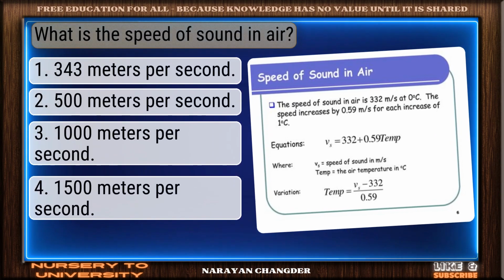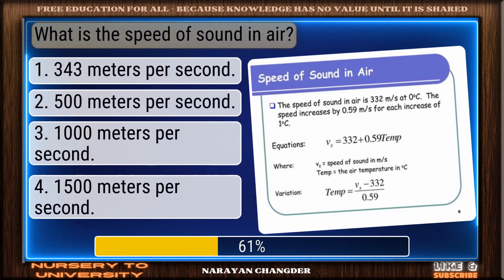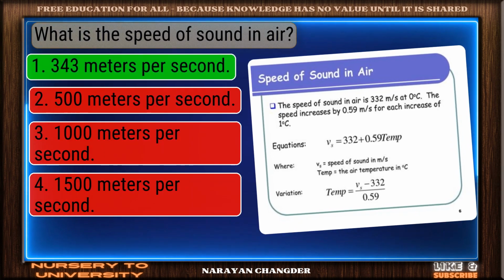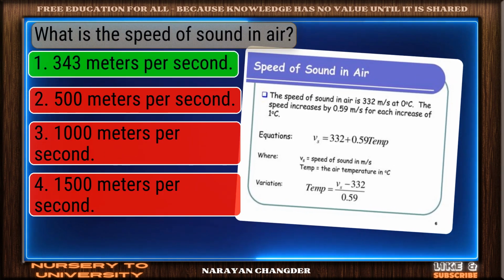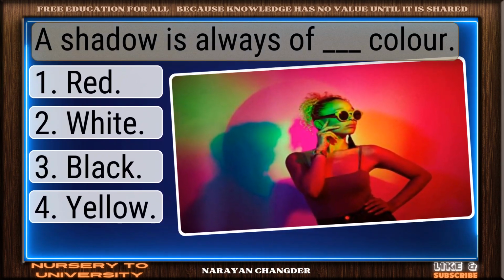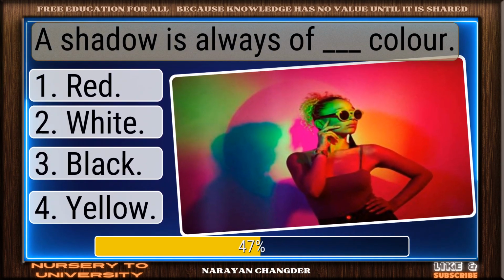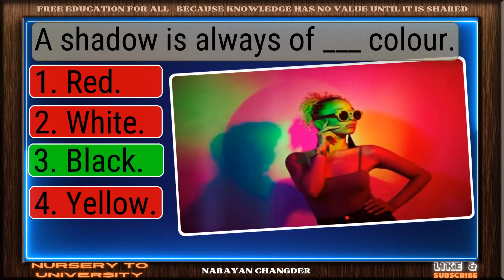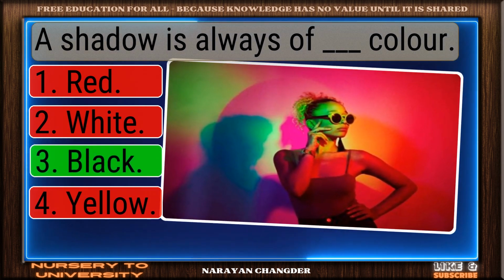What is the speed of sound in air? Well picked. 343 meters per second is the correct answer. A shadow is always of dash color. Excellent. Black is a brilliant choice.